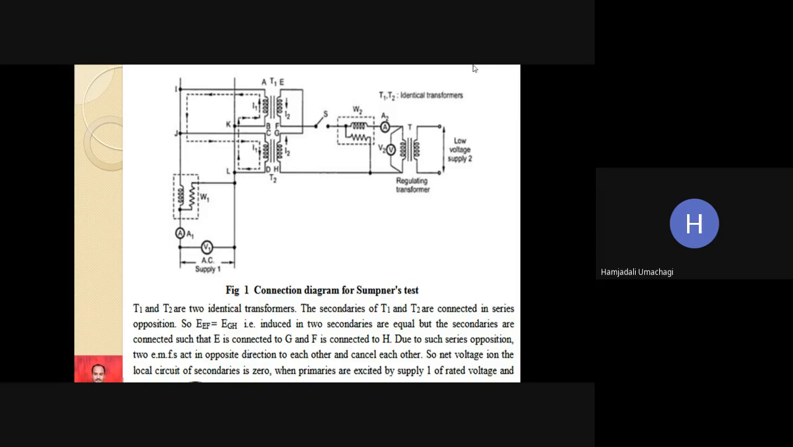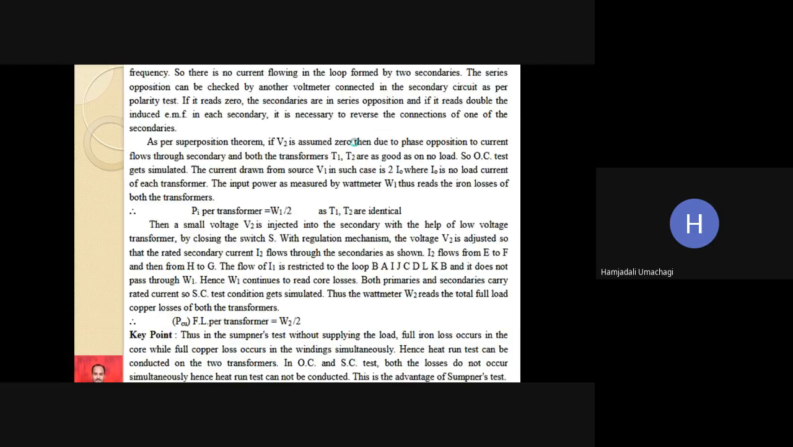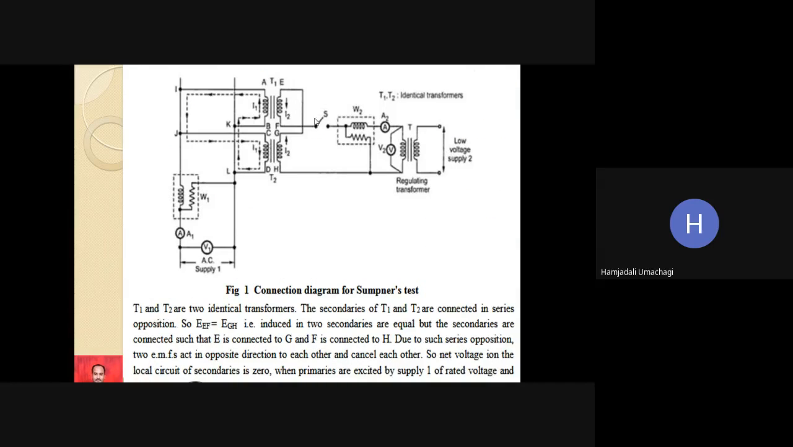So here in this case, after closing the switch, we should conduct the short circuit test. For that sake, we are using one low voltage regulating transformer on the secondaries of the two transformers. Then a small voltage V2 is injected into the secondary with the help of the low voltage transformer by closing the switch S. With the regulation mechanism, the voltage V2 is adjusted so that rated current I2 flows through the secondaries as shown. Okay. Now, once the voltage is 0, then close the switch.